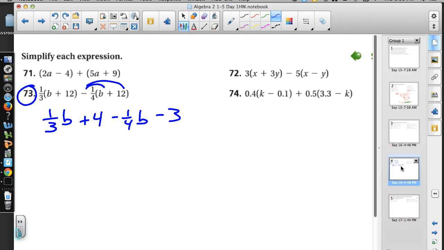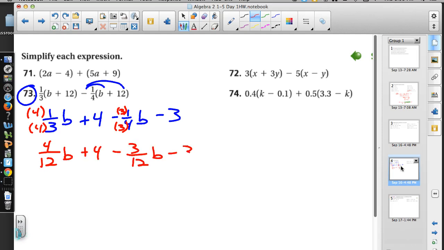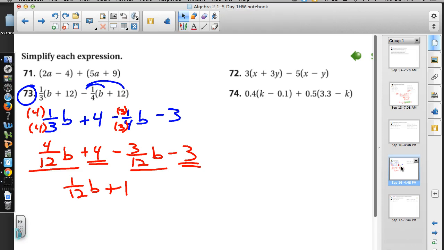And now we need a common denominator for our two like terms, which are the b terms. So we're going to have to multiply this one by 4 on the top and the bottom, and this one by 3 on the top and the bottom. So we will have 4/12 b plus 4 minus 3/12 b minus 3. And we can go ahead and put our like terms together. 4/12 b minus 3/12 b will be 1/12 b, and then plus 4 and minus 3 will be plus 1. And that is simplified.